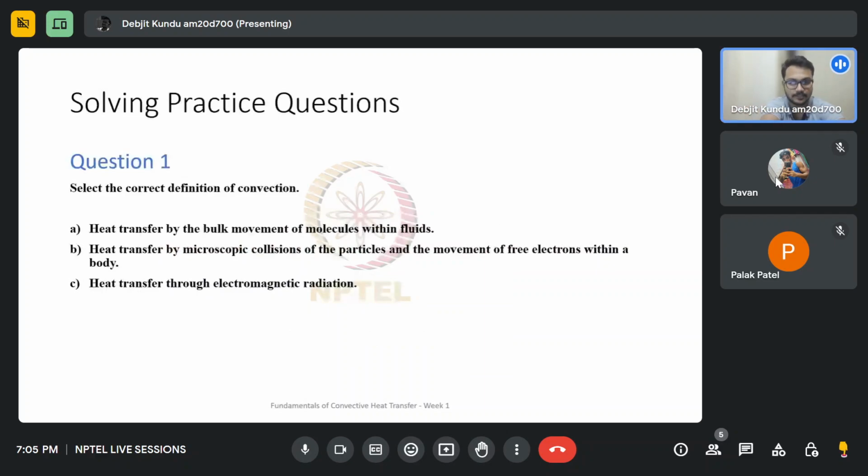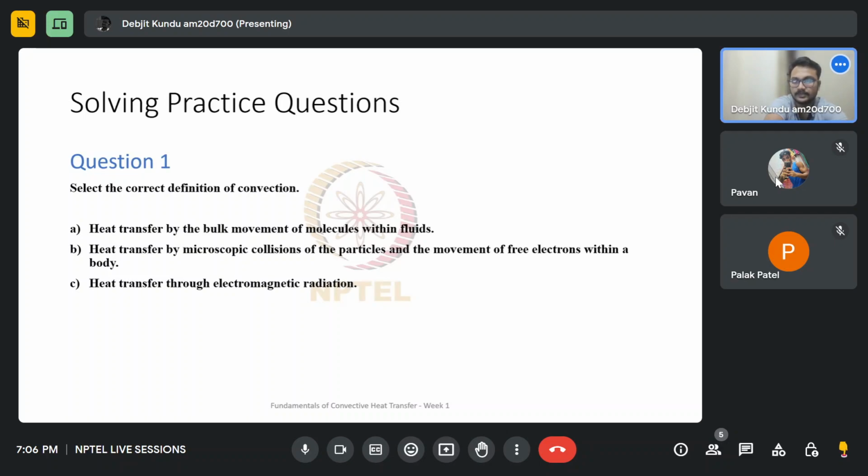So we have question number one of today's session, which says: select the correct definition of convection. Then we have three options, so read them carefully. Once you have figured out the correct solution, you can either unmute and answer, or you can type in the chat box. And if you have any clarifications required, we can have an intimate discussion about the entire thing. There are three options.